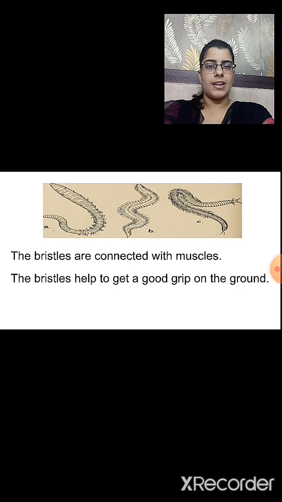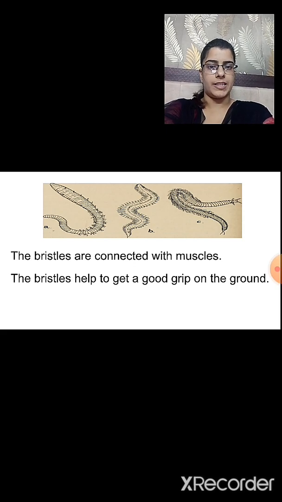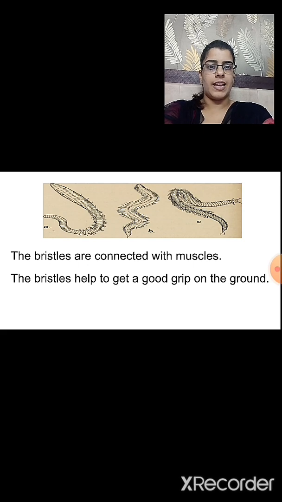The bristles are connected with the muscles. These bristles help the earthworm to get a good grip on the ground. So the body of the earthworm remains fixed on the ground.